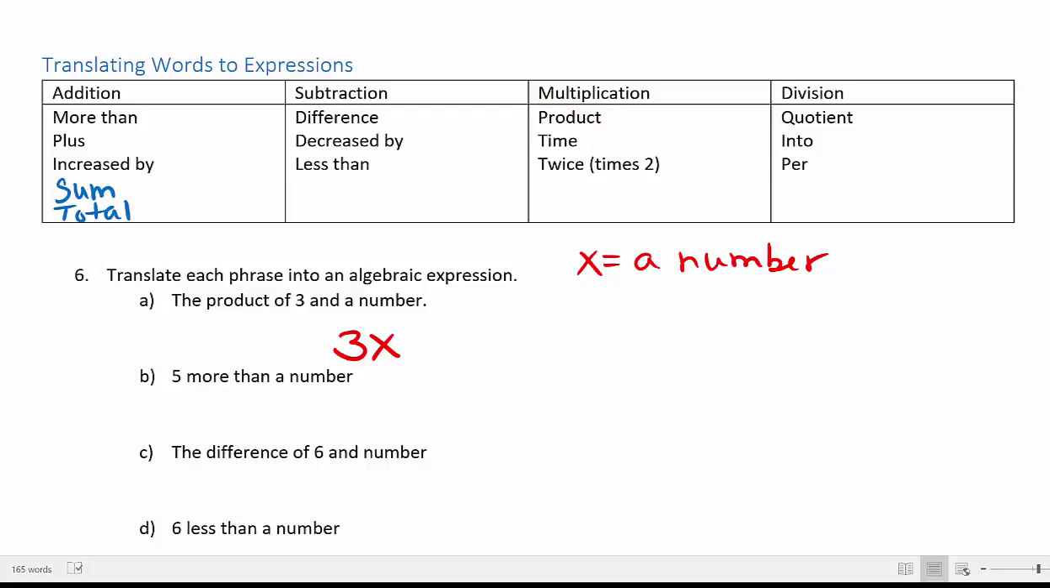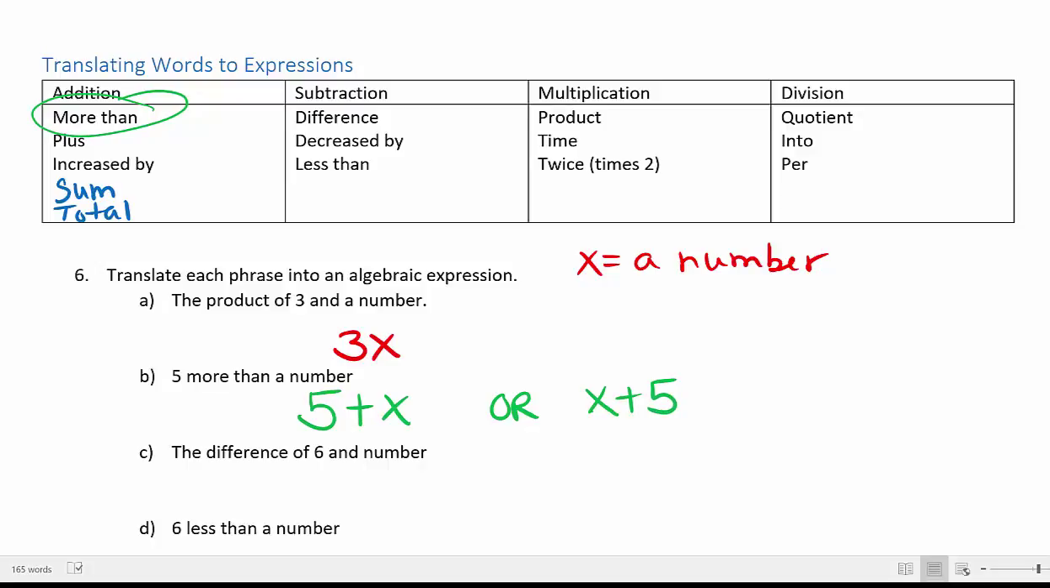Okay, part B says 5 more than a number. More than means addition. So 5 more than a number would be 5 plus X. Now, with addition, order doesn't matter. So if you had written down X plus 5, that is equally correct.